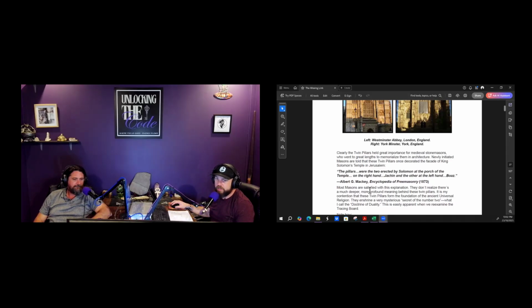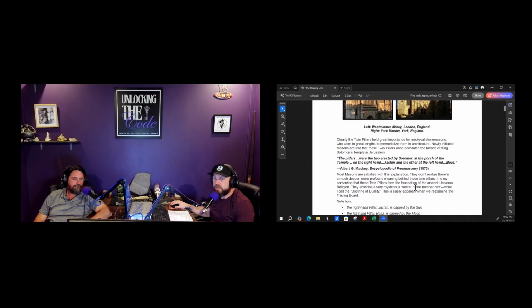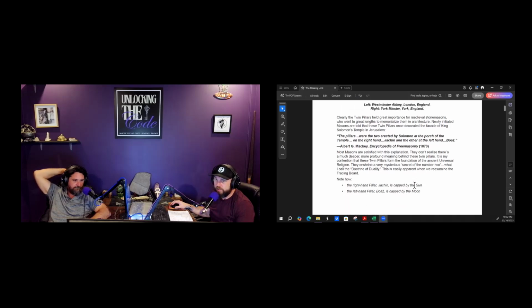Most Masons are satisfied with this explanation. They don't realize there's a much deeper, more profound meaning behind these twin pillars. It is my contention that these twin pillars form the foundation of the ancient universal religion. They enshrine a very mysterious secret of the number two, what I call the doctrine of duality. This is easily apparent when we re-examine the tracing board.